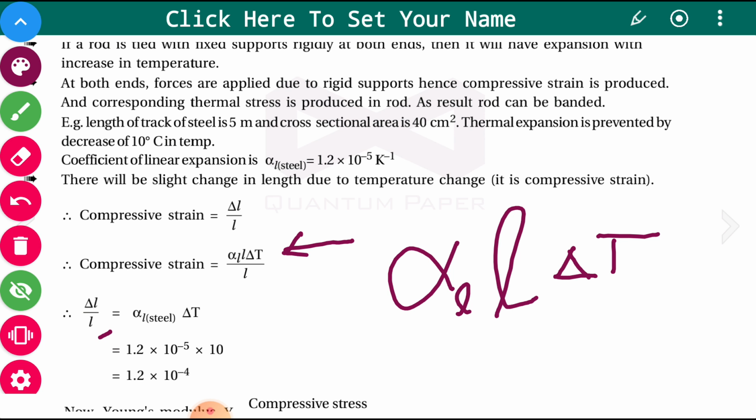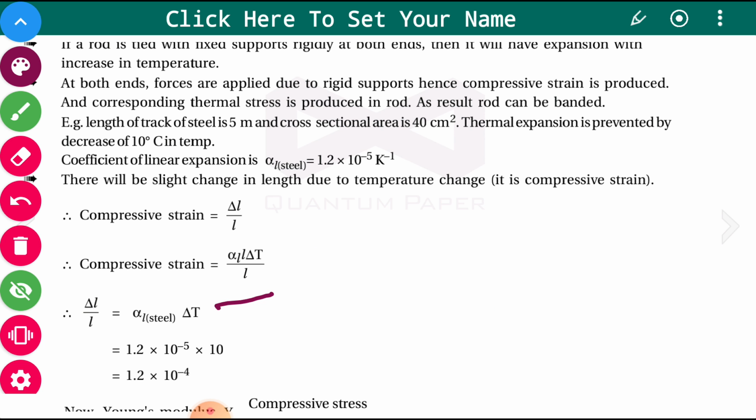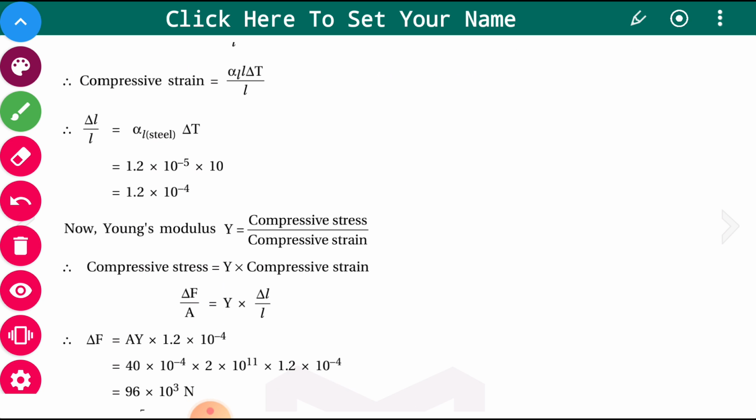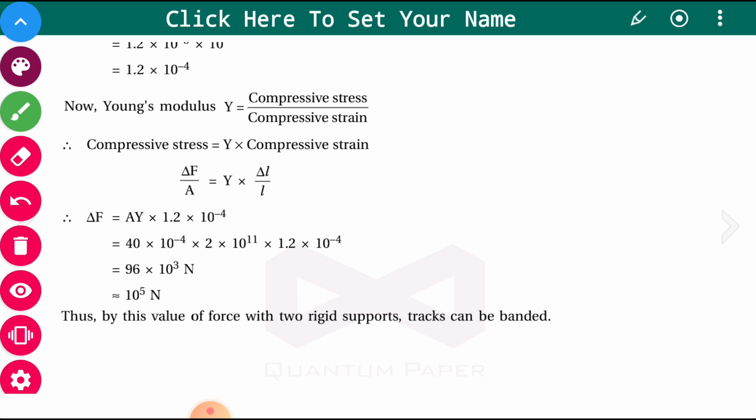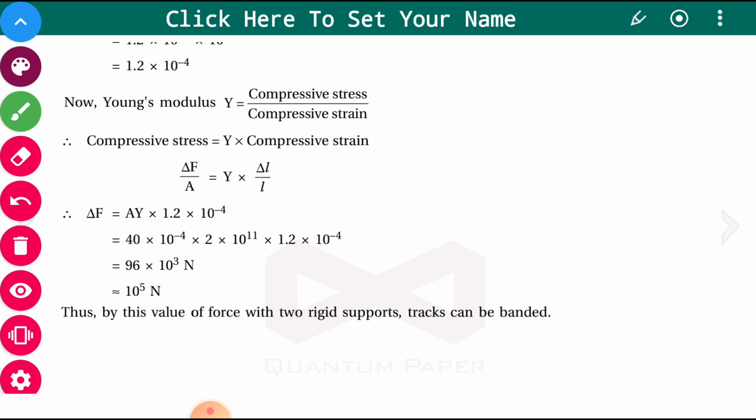So delta L upon L you can find, that is alpha of steel into delta T, and we are taking a 10 degrees Celsius temperature difference. So alpha of steel into 10, so delta L upon L will be 1.2 into 10 raised to minus 4. Now Young's modulus is compressive stress upon strain. So we can find delta F upon A, which is nothing but compressive stress. So Y into compressive strain will give you compressive stress. So Y into delta L upon L that we have calculated. Just place these values and you will get the answer for delta F.